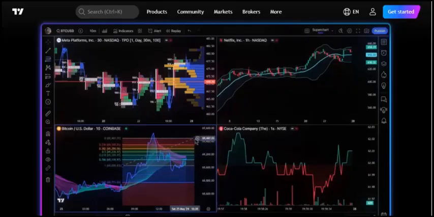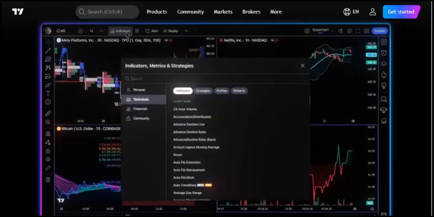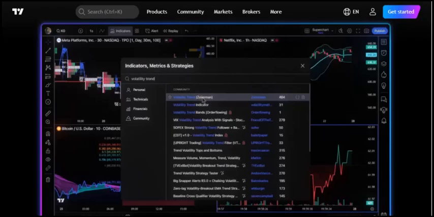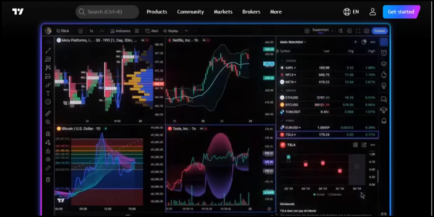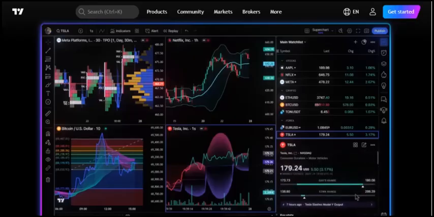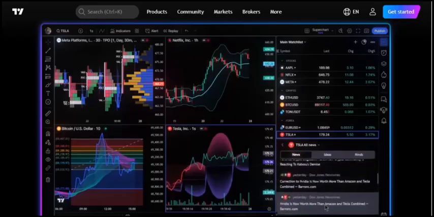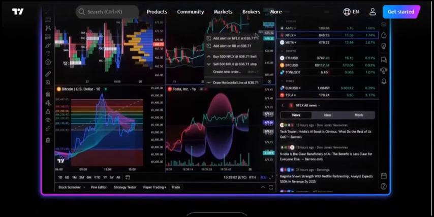Next, integrate technical indicators. TradingView supports alerts based on moving averages, RSI, MACD, Bollinger Bands, and more. A common strategy is to set alerts when the price crosses the 50-day or 200-day moving average or when RSI moves into overbought or oversold territory.